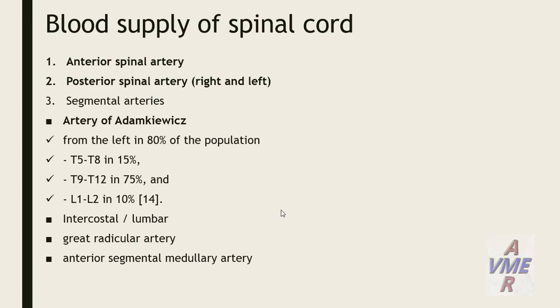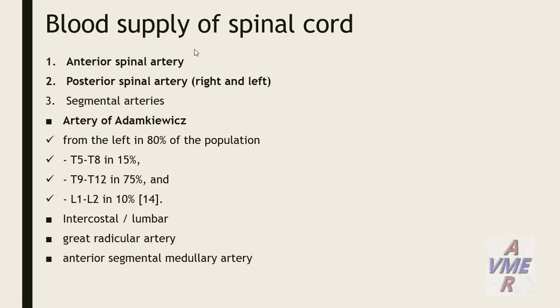So it's important, before you perform a thoracic aortic aneurysm repair or open repair, to detect the blood supply of the spinal cord. For example, in the open repair of an aortic aneurysm, if you have a major lumbar artery, you have to re-anastomose it, for example. So we will discuss every artery as an individual case.